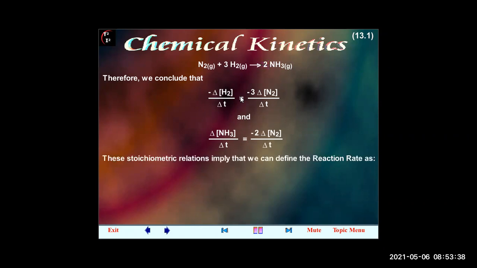These stoichiometric relations imply that we can define the reaction rate as: reaction rate equals 1/2 change in concentration of NH3 divided by delta t, equals negative change in the concentration of N2 divided by delta t, equals negative 1/3 change in concentration of H2 divided by delta t.